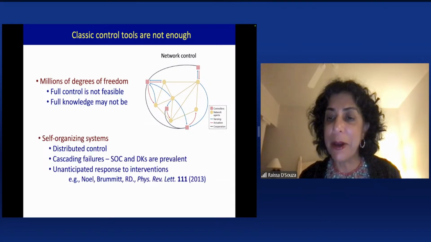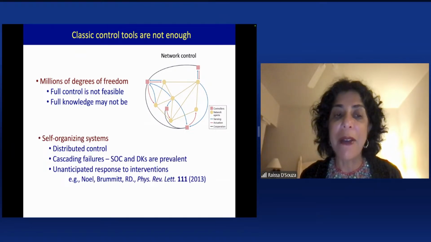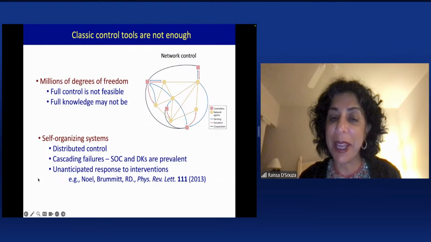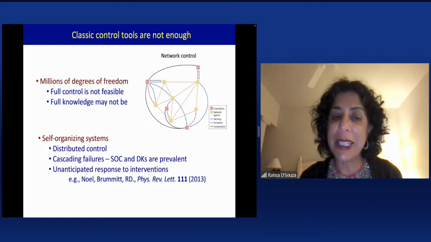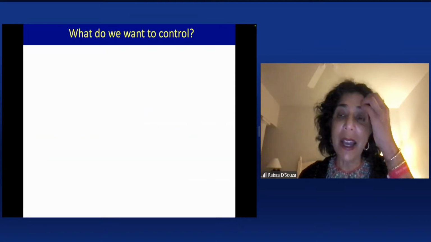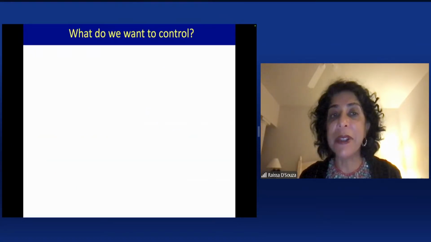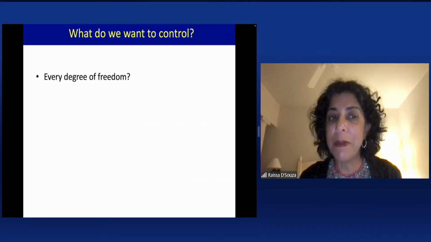And we also know that a lot of models in the world around us and systems in the world around us are self-organizing. So that means that they have unanticipated behaviors that we wouldn't have anticipated, and they don't respond to control interventions the way we would think. So a lot of what we want to think about is, what do we want to control? Do we want to control every degree of freedom, as in classic ideas of control theory?